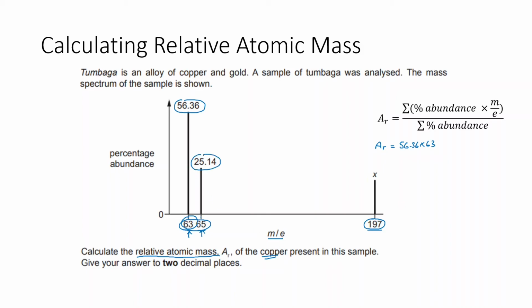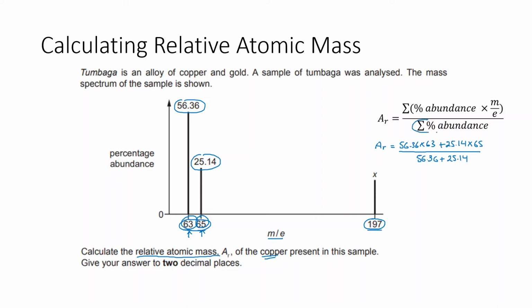It's going to be done the same for the other isotope of copper in this sample. Once we have done all of that, we're going to add up these results. And then we're going to divide this by the sum of the percentage abundances. It's going to be 56.36 plus 25.14. Now, this sum of percentage abundances does not add up to 100.